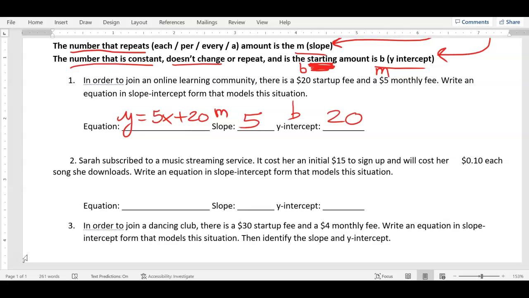So when you sign up at the beginning, right? That's what you start with. And this other one says each. That's not the beginning. That's the changing, right? That's a changing word, the each. So yeah, the B should be 15. I start by handing them $15 to sign up. Cool. And then the 10 cents each, because changing amount, each song, changing amount, each, that's my slope.